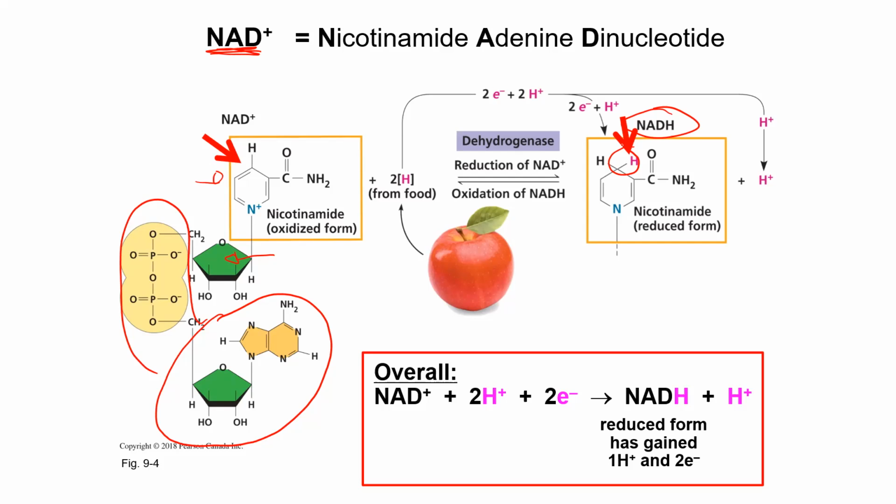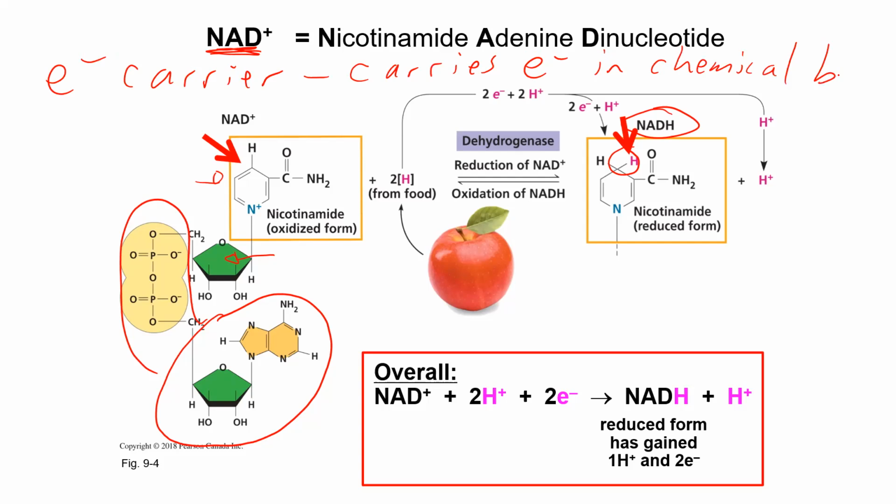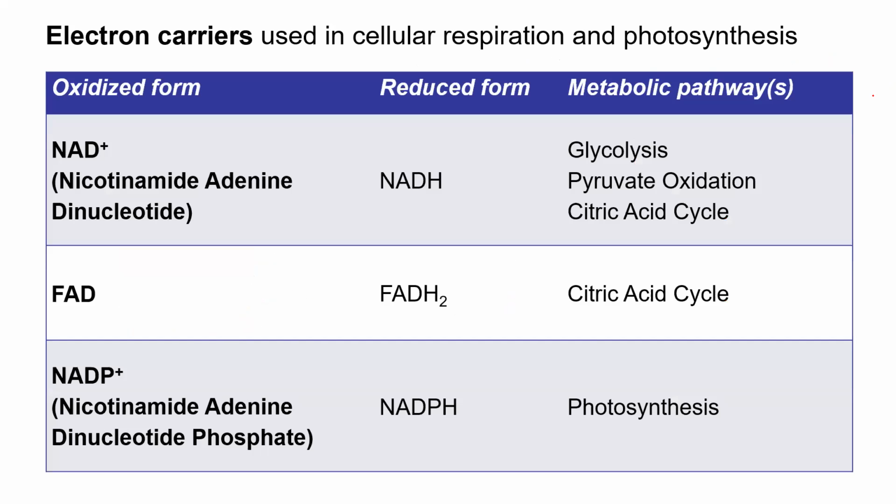So what I want you to think of is this NAD plus as an electron carrier. What it does is it carries electrons in chemical bonds. Like I said, just remember that electrons are rarely loose on their own. Those electrons are almost always in chemical bonds. So NAD plus is one type of electron carrier. There are some other ones, and I think I have some of them listed on the next slide.